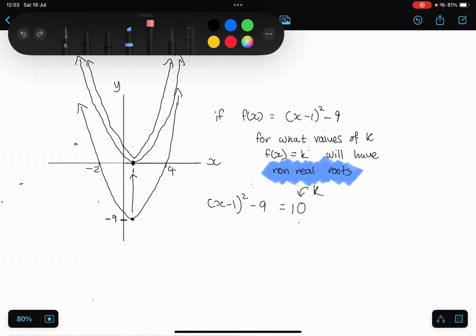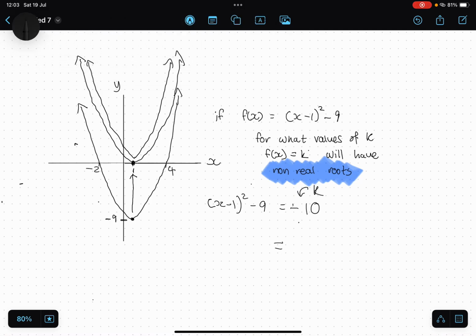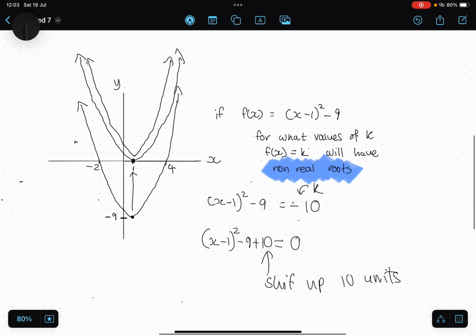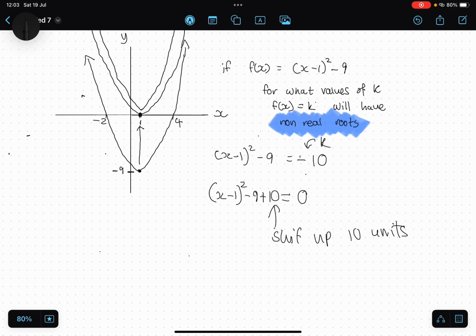So let's just make sure we're doing that. So minus 10. So if we take it over, it becomes x minus 1 squared minus 9 plus 10 equals 0. Now you can see that the adding of the 10 means that it shifts this thing up by 10 units. Okay. Which means that the k value needs to be a negative value because we're going to take it over the equation.